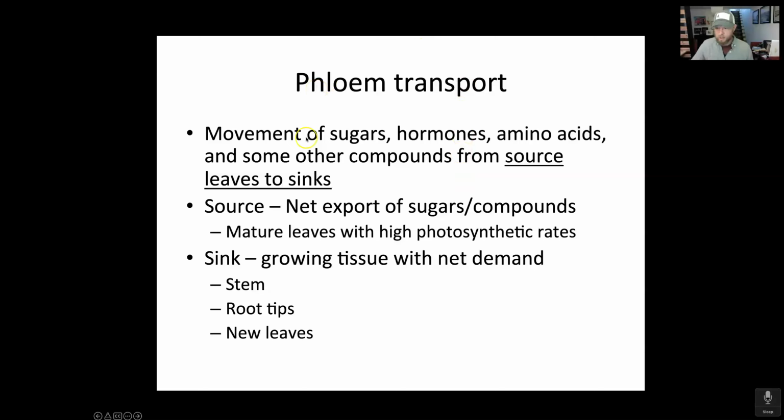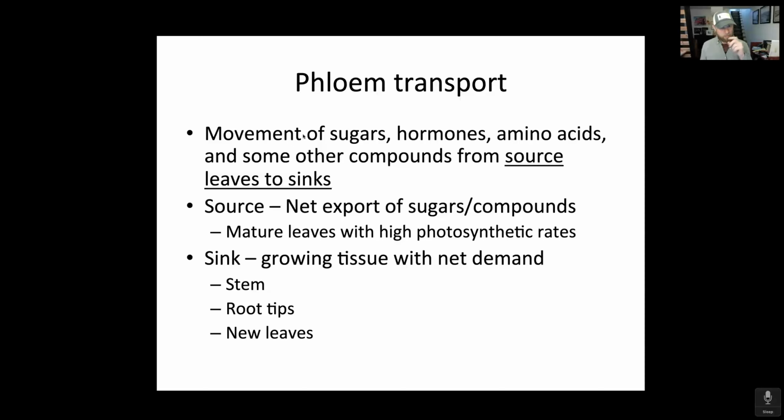All right, this will be a short introduction on phloem transport. Phloem transport is going to be how sugars, hormones, amino acids, and some other compounds are moving within the plant. And I'm going to talk about it right now, let's just focus on sugars.